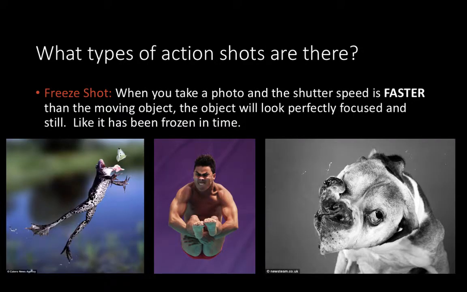So there are three different kinds of action shots. The first one is called a freeze shot. Freeze shot means that when you're taking a photo, your shutter speed is going to be faster than your moving subject. And this will allow you to have your moving subject be frozen in time. Looks like they're completely still. They're in midair, like the frog is there, and every part of them is perfectly focused.